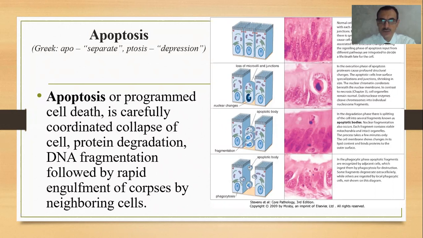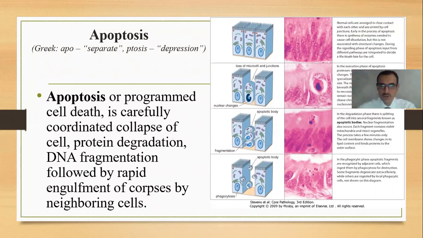Here we see four different illustrations, including the schematic illustration and histological figures. In the first figure, we see normal cells that are arranged in close contact with each other and are united by cell structures. Here we see mainly epithelial cells.